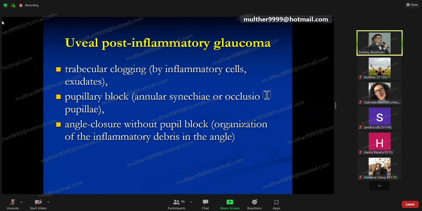So, diagnosis, history, and examination.